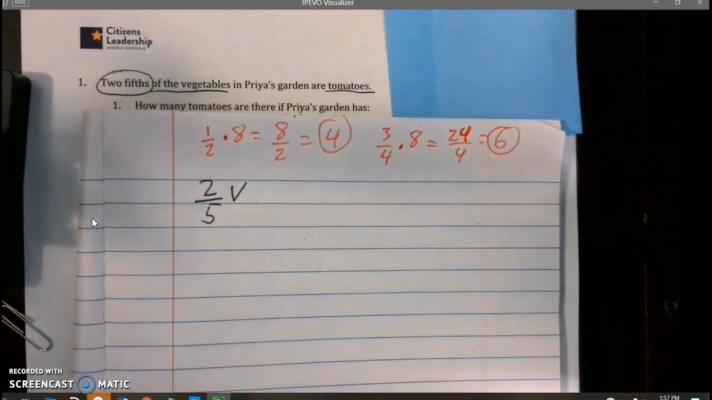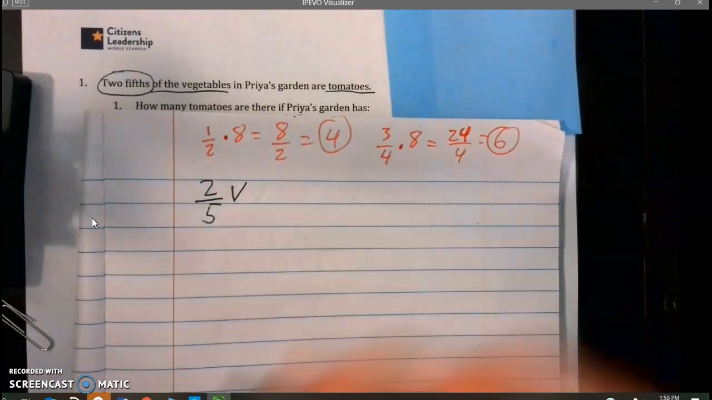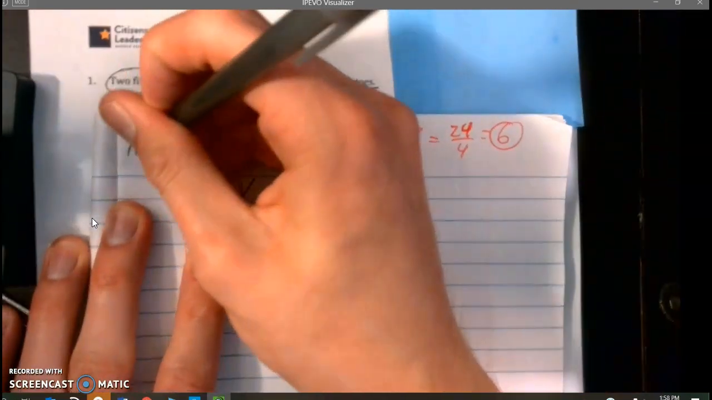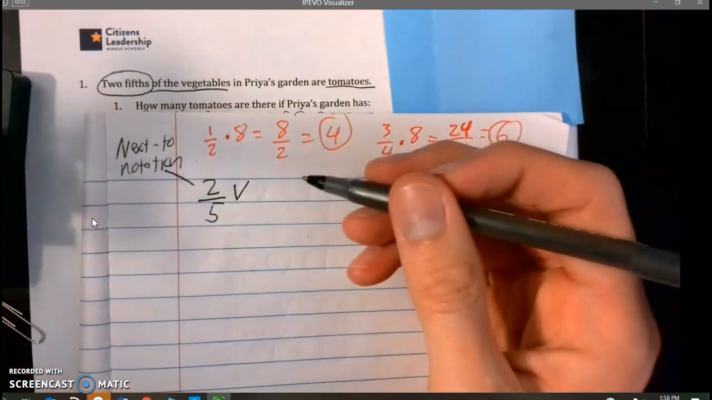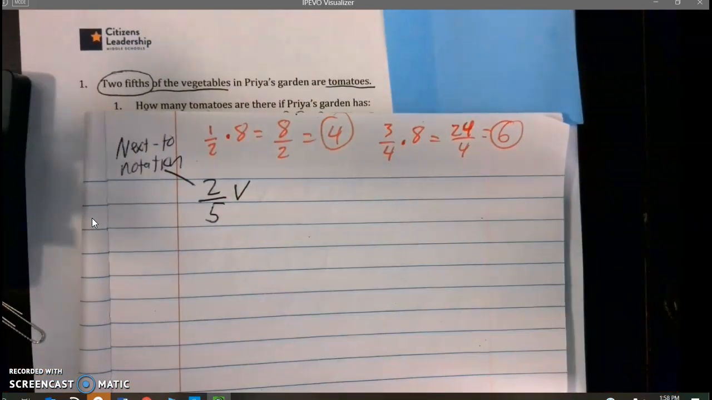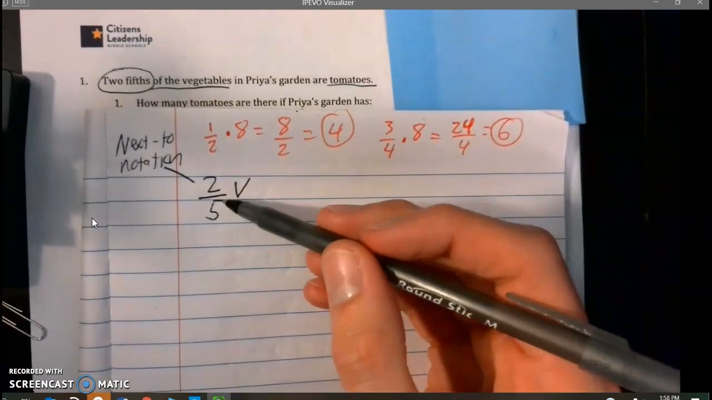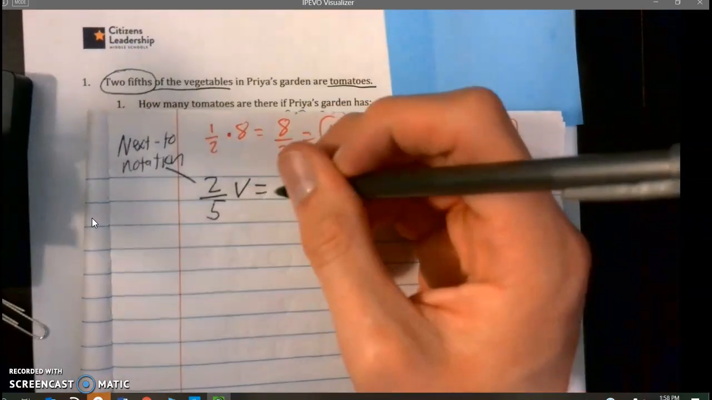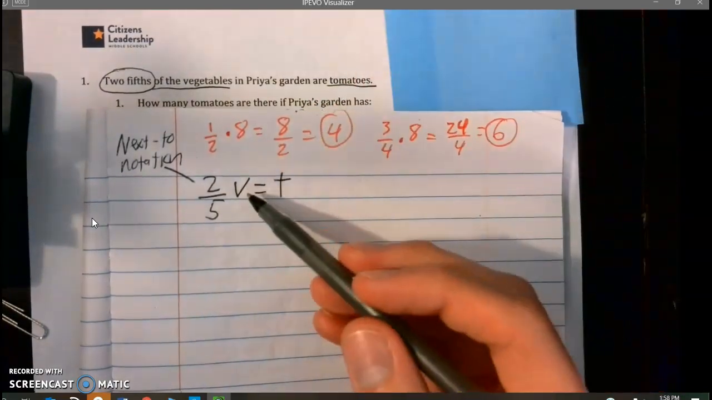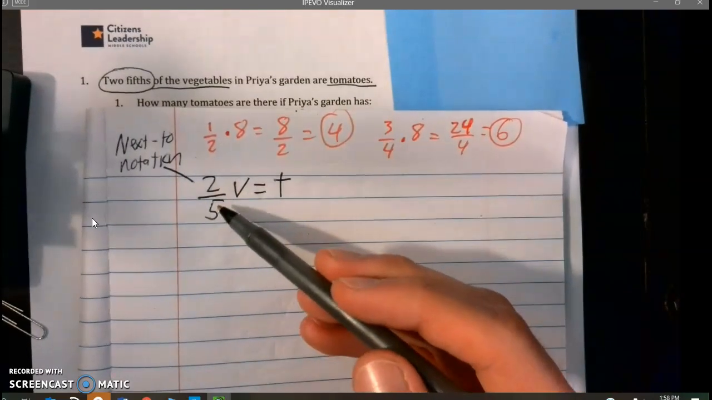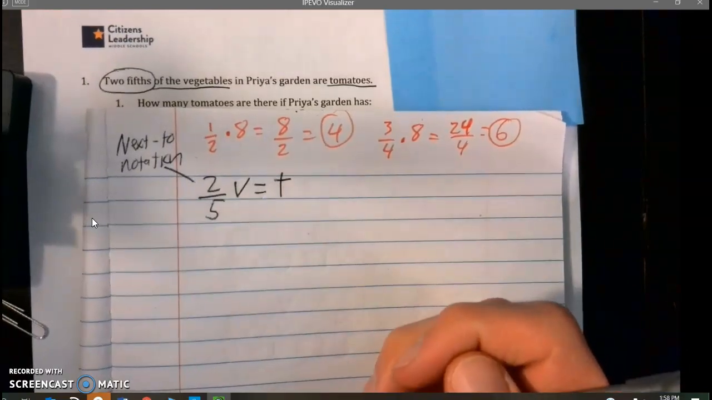So 2/5 of the vegetables, I'm going to do 2/5 of V. And once again, this is an example of next to notation. Next to notation is just when you have a number written next to a variable with no operation symbol that represents multiplication. Okay, so 2/5 of the vegetables, or 2/5 times the vegetables, are tomatoes. So that will equal the tomatoes. So if I wanted to find 2/5 of the vegetables, I would do 2/5 times however many vegetables there were, and that would give me the amount of tomatoes in the garden.